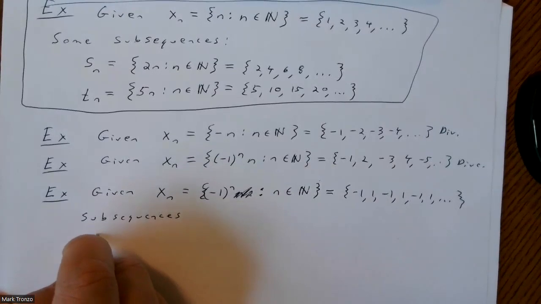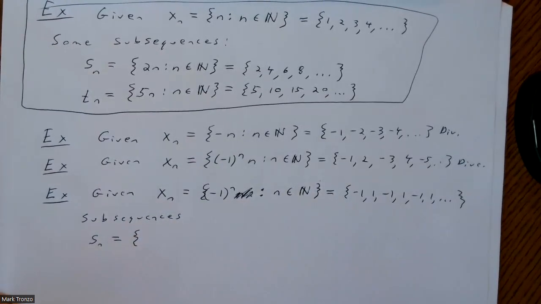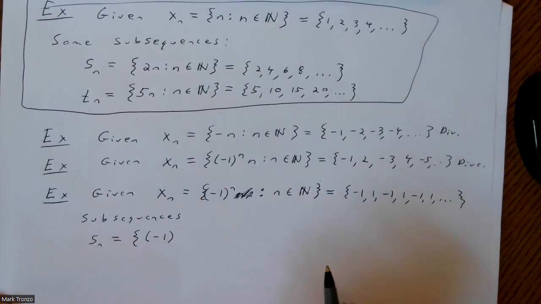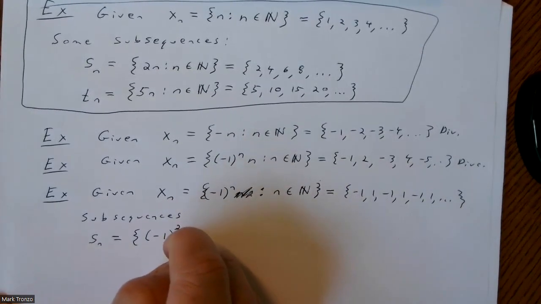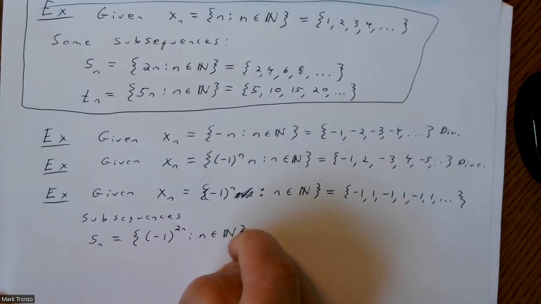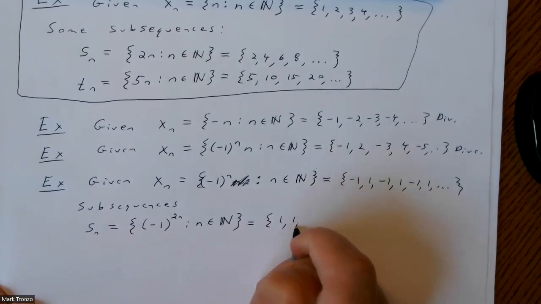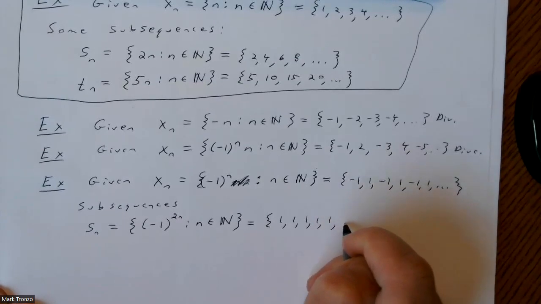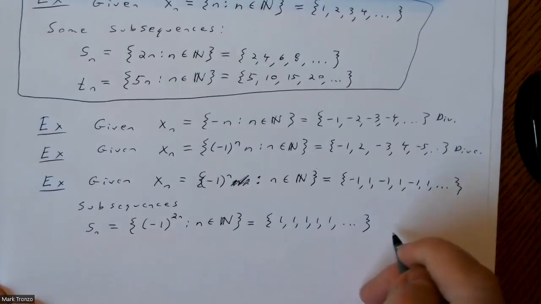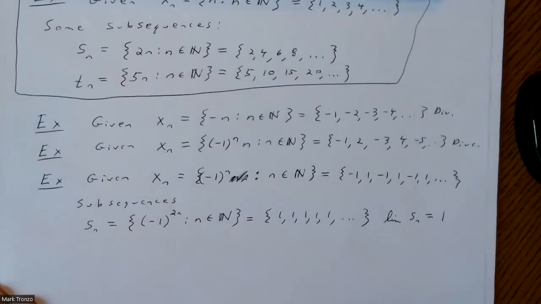Again, you can call these whatever you want. I'll say this a subsequence. Let me do one. We have, let's see, 2n, such that n is in the natural numbers. So that makes the power always even. And so that would give us 1, 1, 1, 1. So obviously the limit of S_n is going to be 1.